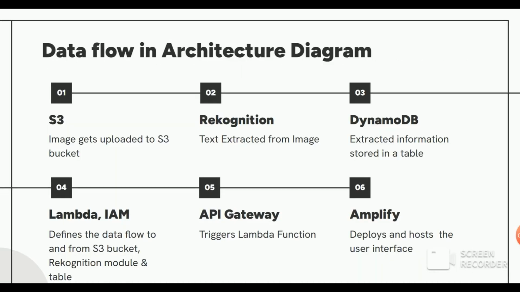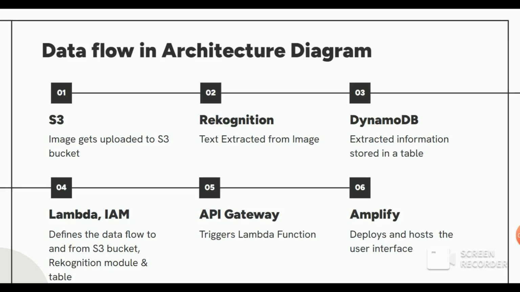The user uploads the image. The uploaded image gets stored in the S3 bucket, from where it gets retrieved by Rekognition for doing the text extraction. The extracted text along with details about the image ID are stored in our DynamoDB table. This consists of our storage.